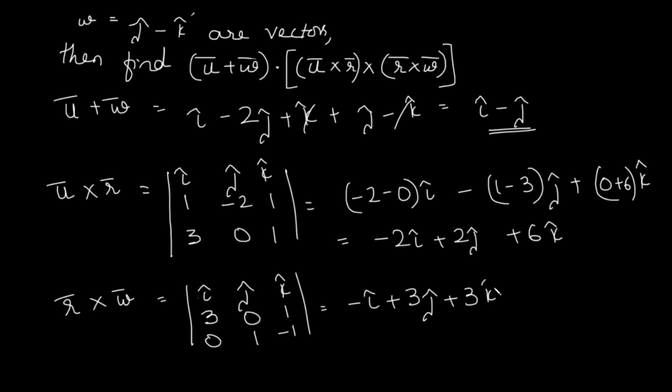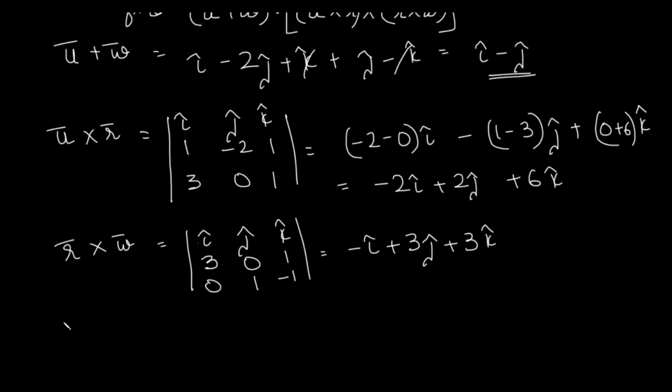So we got U plus W, U cross R and R cross W. Now to find the scalar triple product of all these three vectors, that can be found by using the dot product over here. So U plus W dot U cross R cross W.